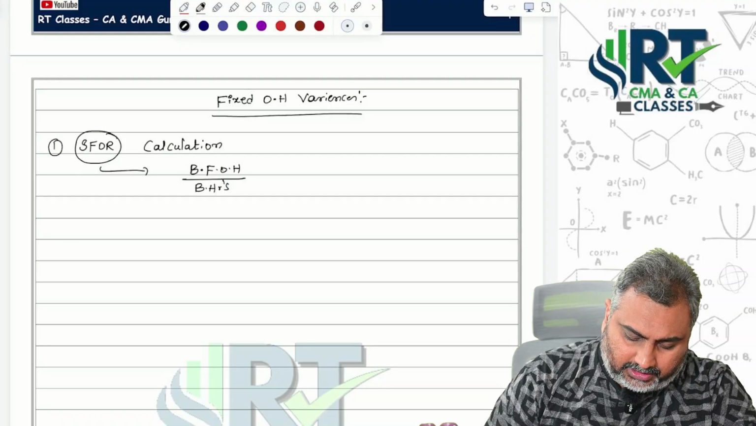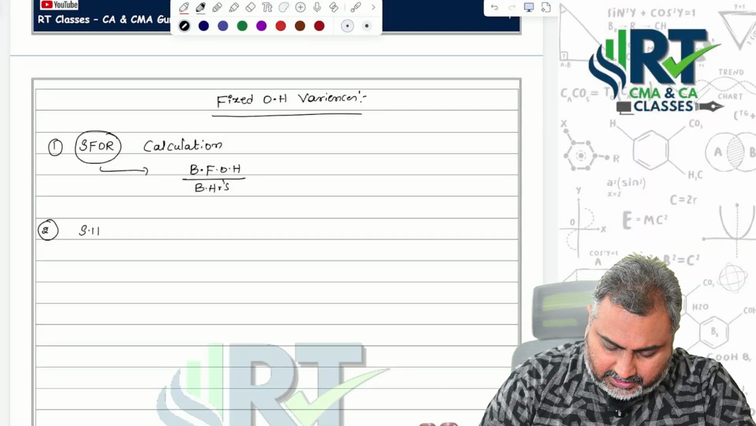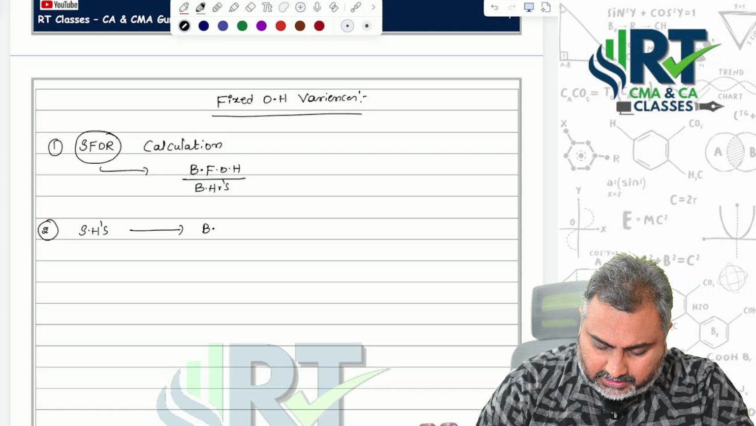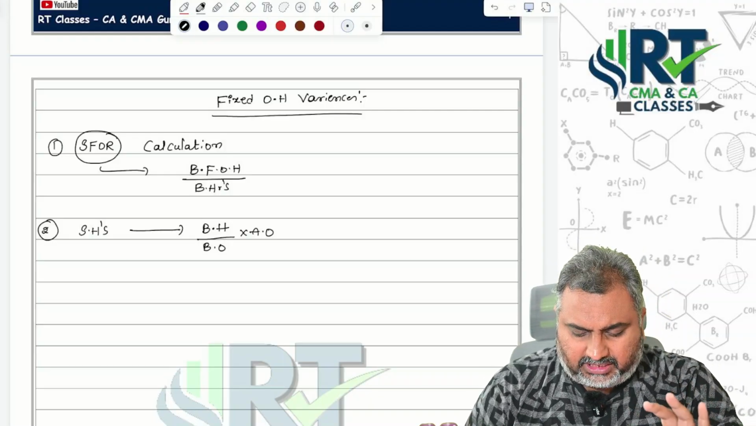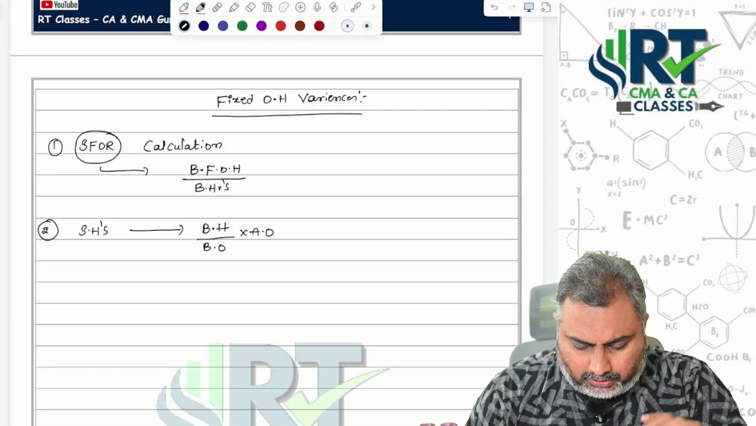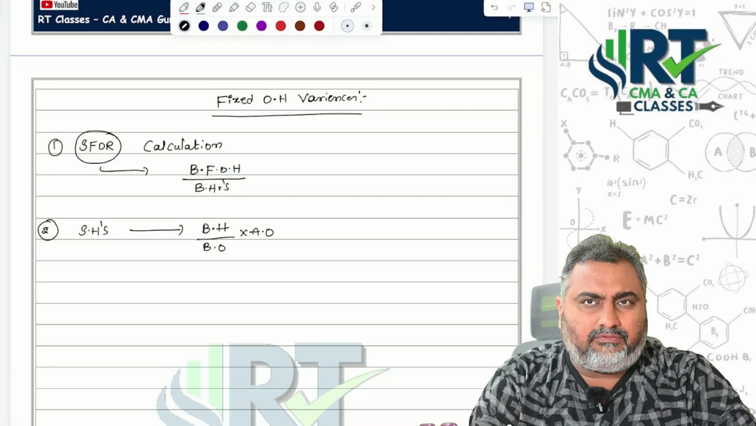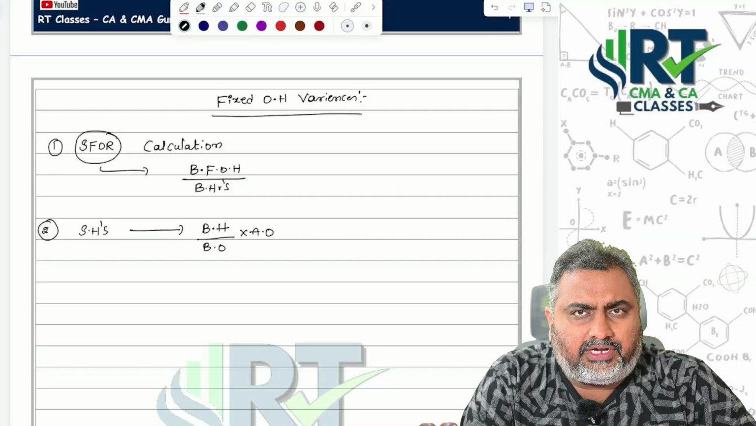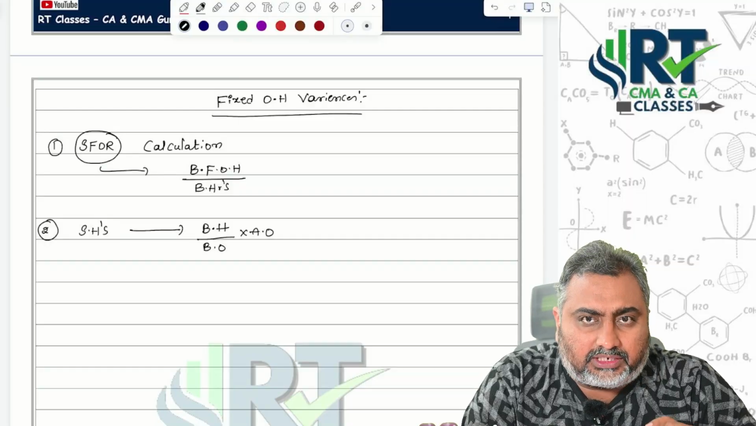Once you have calculated SFOR, our second step is the calculation of standard hours. How to find out standard hours? The formula is budgeted hours by budgeted output into actual output. Then you will calculate standard hours. Whether you remember it or not, it means standard hours for actual production.